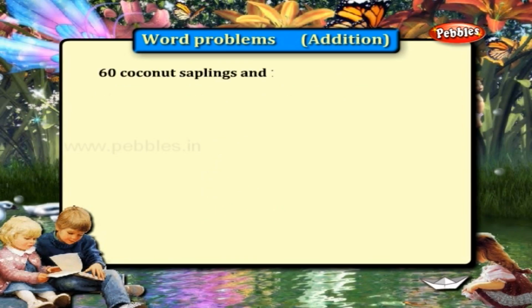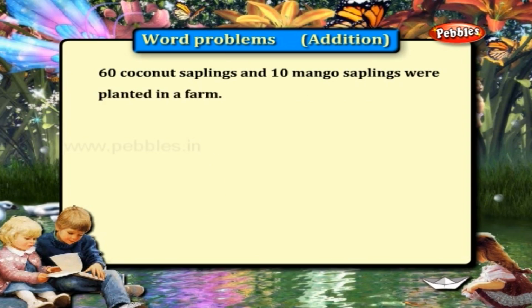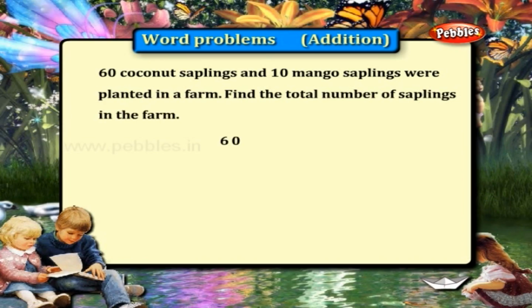60 coconut saplings and 10 mango saplings were planted in a farm. Find the total number of saplings in the farm. 60 plus 10 is equal to 70.